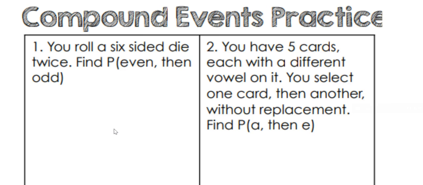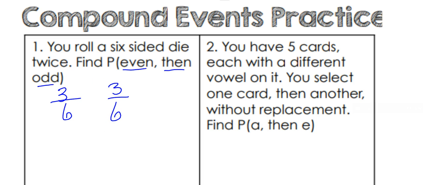All right, let's go ahead and go over the work that you did. For number 1, you roll a 6-sided die twice, and you're finding the probability of even and then odd. If I want to know the probability of an even number out of a 6-sided die, I know that 3 out of the 6 numbers are even. That's my event A. And 3 out of 6 numbers are odd. That's my event B.